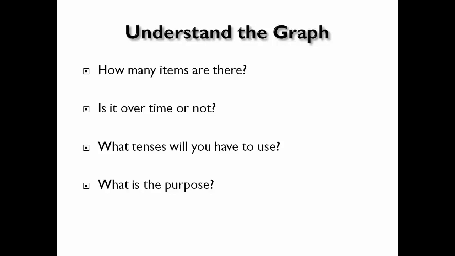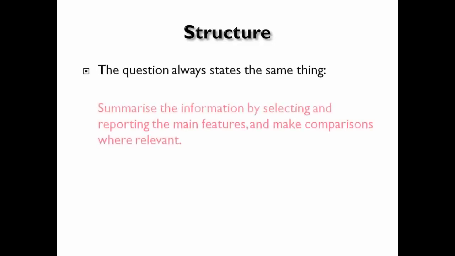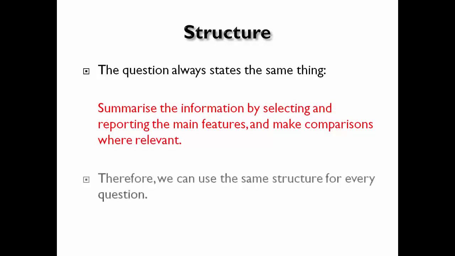Then we go on to the next stage of planning. So next we're going to move on to structure. So we're going to look at the 4-paragraph structure that I use for every Task 1 question. The question always states the same thing. It always says summarize the information by selecting and reporting the main features and making comparisons where relevant. And this is very good for us because we can use the same structure for every question. So the data will be different and the question will be slightly different, but this never changes. The bit in red never changes. So that means we can confidently use the same structure again and again and again.